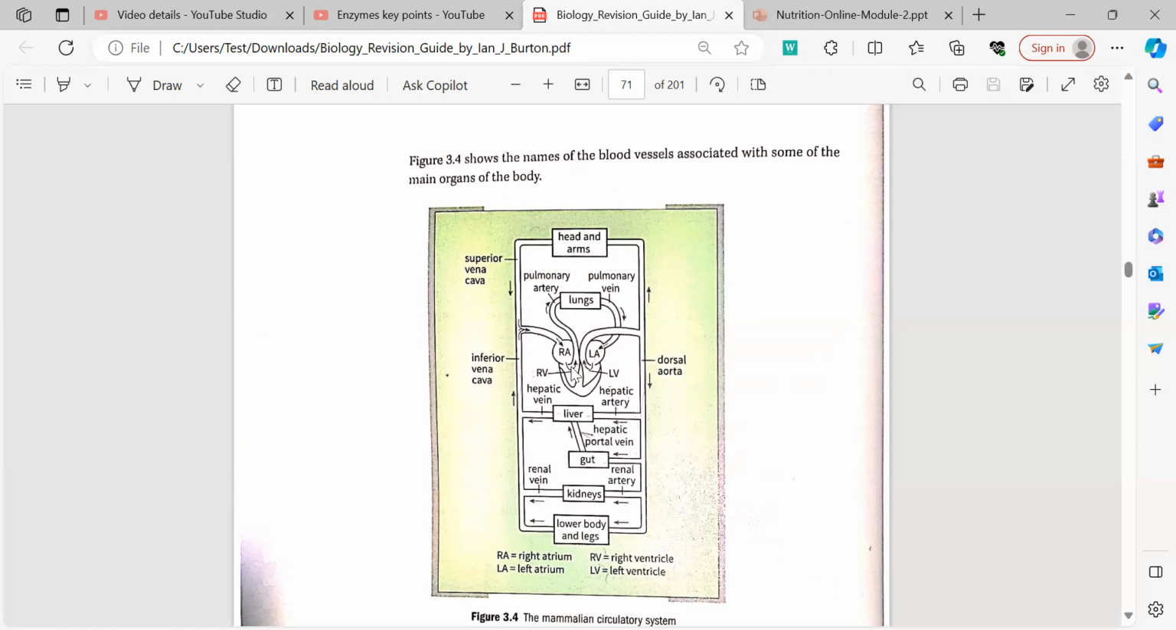From all these organs, there's a hepatic artery and a hepatic vein. The blood flows from the left ventricle through the aorta, through the hepatic artery into the liver. It correspondingly goes through the hepatic vein back into the right atrium. The hepatic vein and renal vein all carry deoxygenated blood, while the arteries carry oxygenated blood.